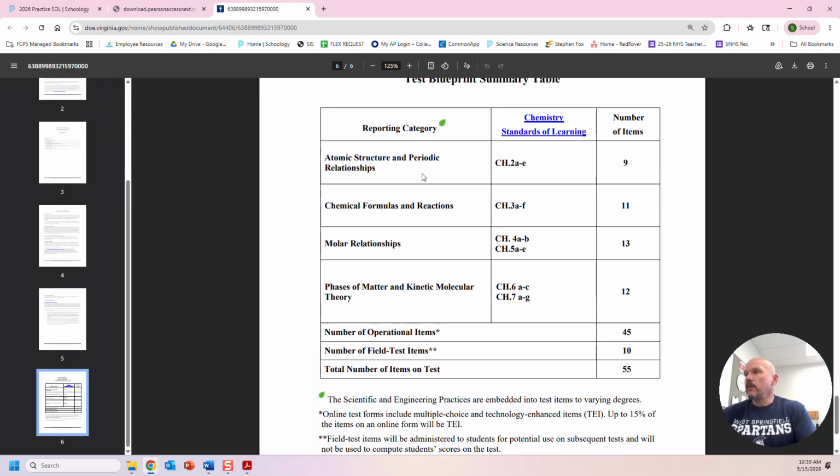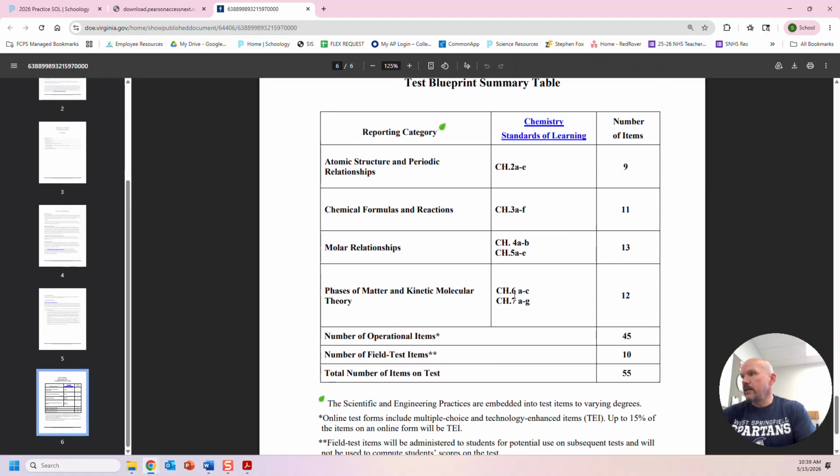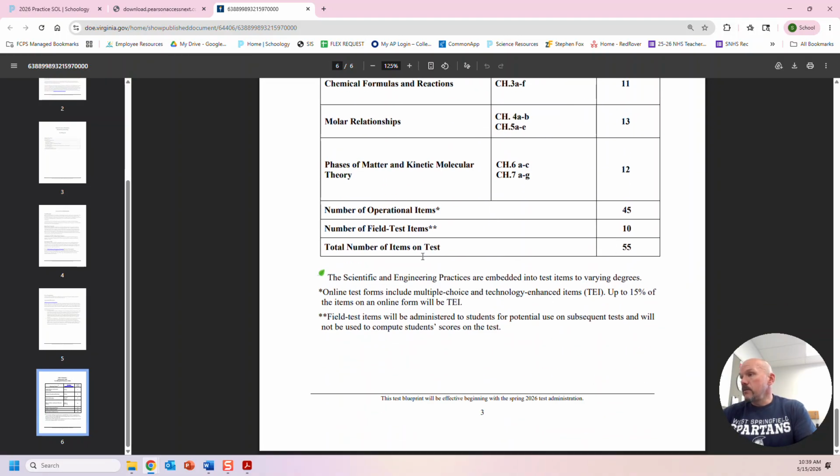All right. So this is from the state of Virginia. It tells you that when you take the SOL, you're going to have 55 questions, but 10 of those questions are not graded. They're called field test questions, but you don't know which 10 they are. So you want to treat every question as if it's graded. So you have 55 questions to answer.